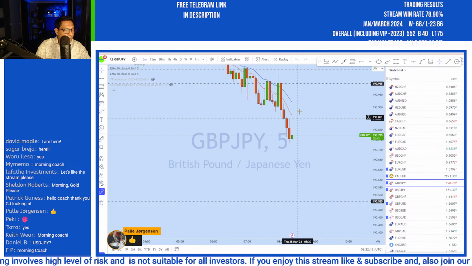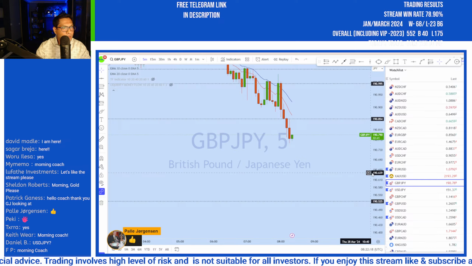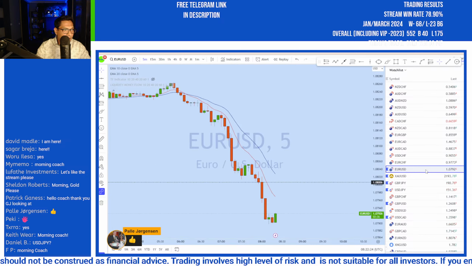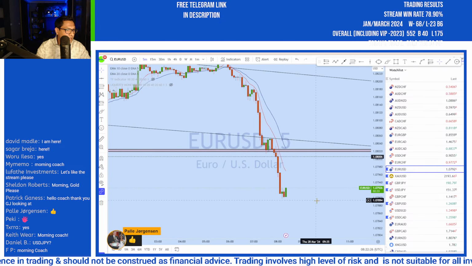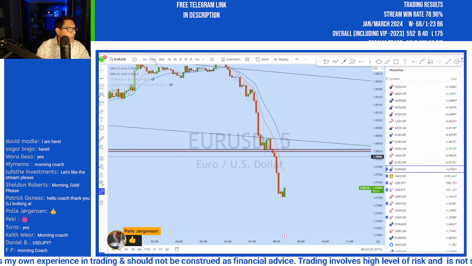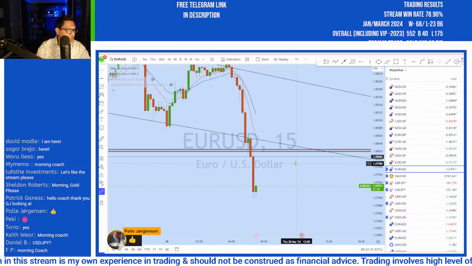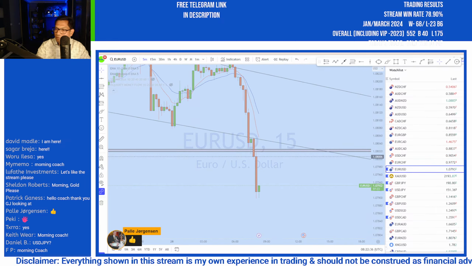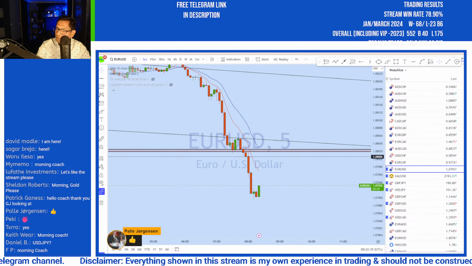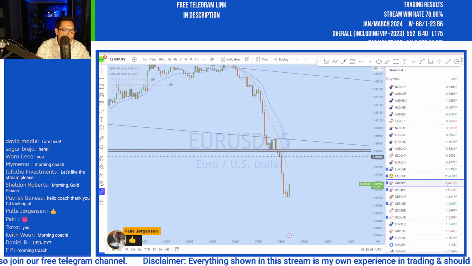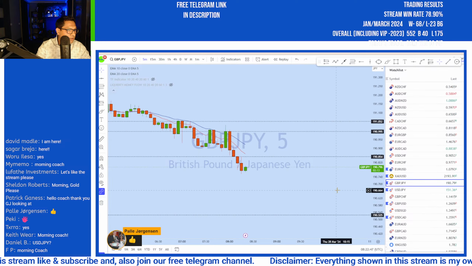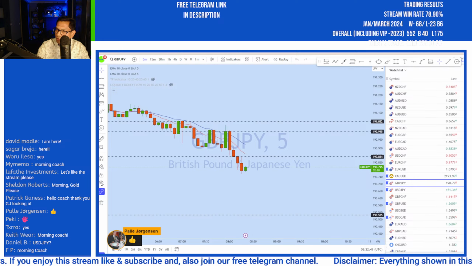Okay, we see that we will be waiting for a pullback on GJ. Once we find that, we can look for that potential entry. And on euro dollar also, we can see that there is a pullback coming, which is important to see that the market has done enough pullback. So GBP JPY, if we see enough pullback is done, then we can look for that entry opportunity. And then next we will be looking at also the gold.